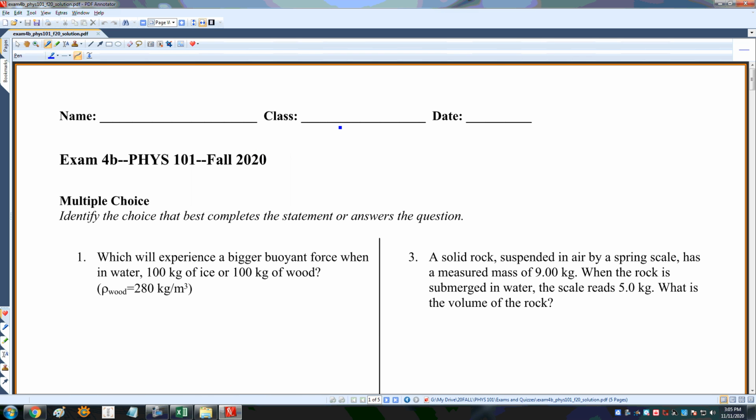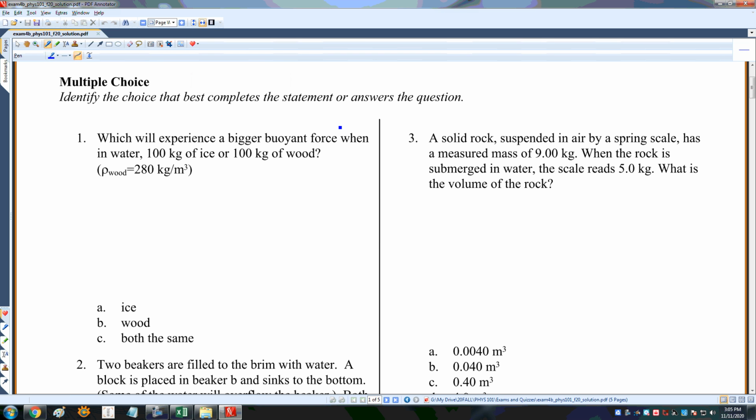This is exam 4b, physics 101. Which will experience a bigger buoyant force when in water? 100 kilograms of ice or 100 kilograms of wood? All right, so what's key here?